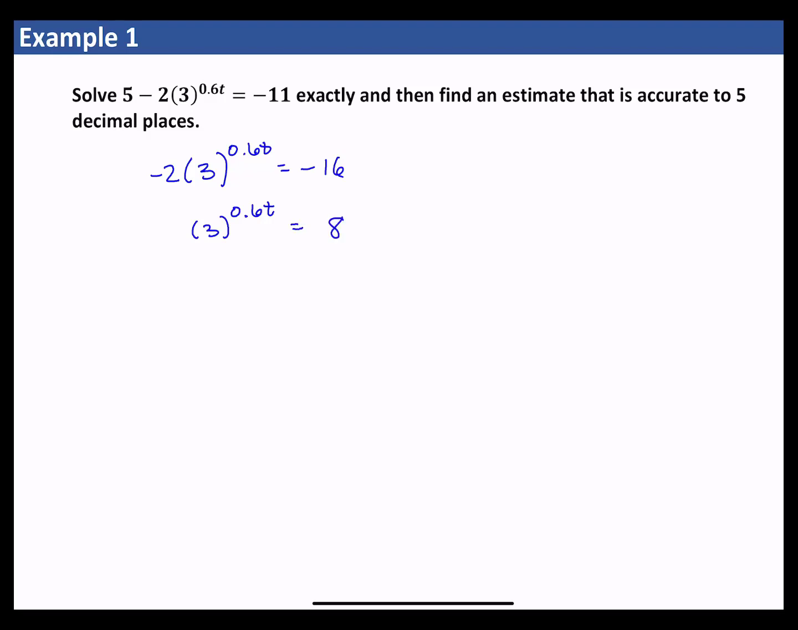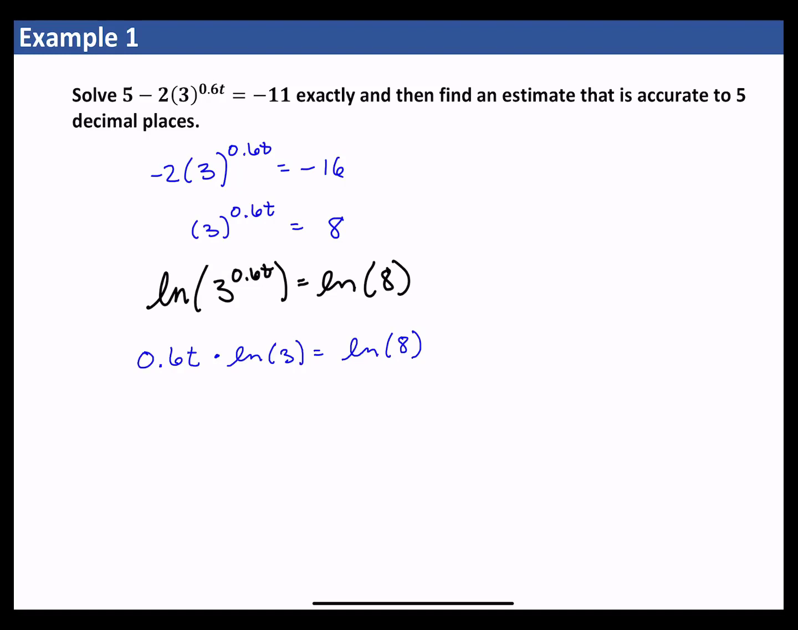Next, we can reverse the exponential function 3 raised to the 0.6t by using the natural logarithm. That means we will take the natural logarithm of both sides. In doing so, we have the natural log of 3 raised to the 0.6t equals the natural log of 8. And by the rule for logarithms of exponential expressions, we can rewrite the left side as 0.6t times the natural log of 3, and that will equal the natural log of 8.